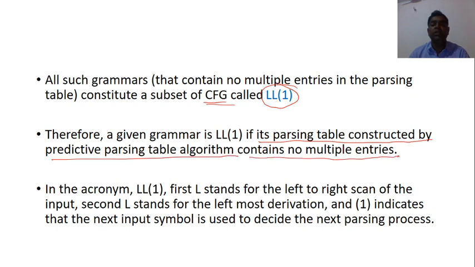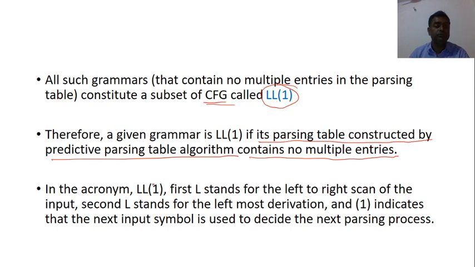no multiple entries. For example, you are given a grammar and you want to check whether that grammar is LL1 or not. One way is to construct the predictive parsing table for that grammar. If you are getting multiple entries in a cell in that parsing table, then you will say that grammar is not LL1. But if you are not getting multiple entries in a cell by using the predictive parsing table algorithm, then you will say that grammar is LL1.